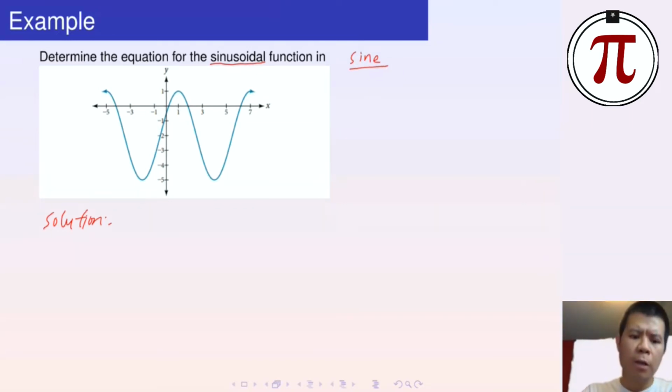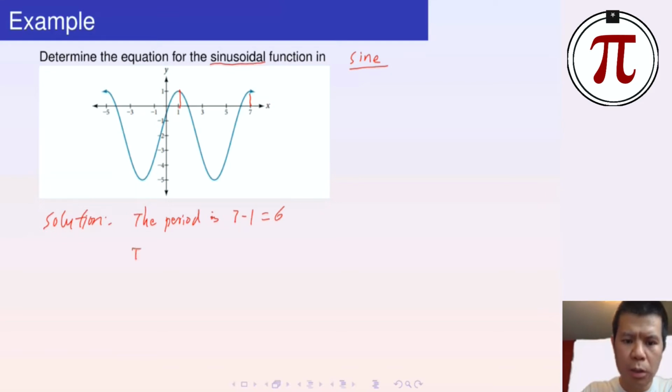Now, for the sine function, from the graph, what is going to be the period? I believe it is from 1 to 7. That's a whole period. So the period is 7 minus 1 equals 6. All right, so this is the period.